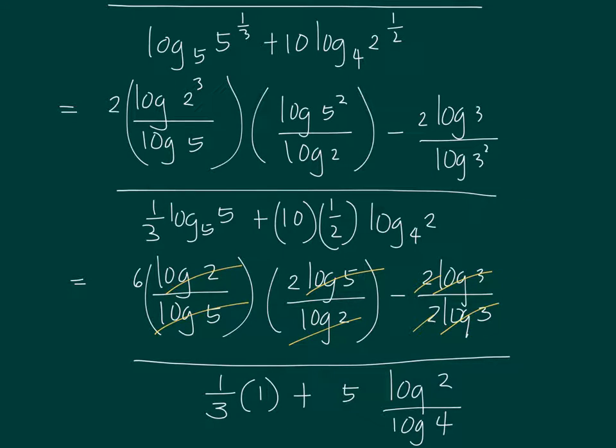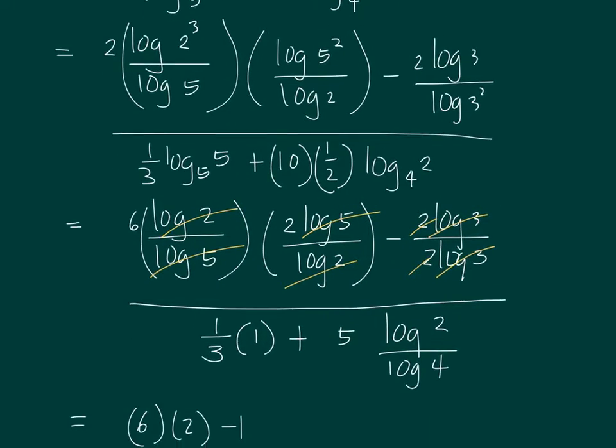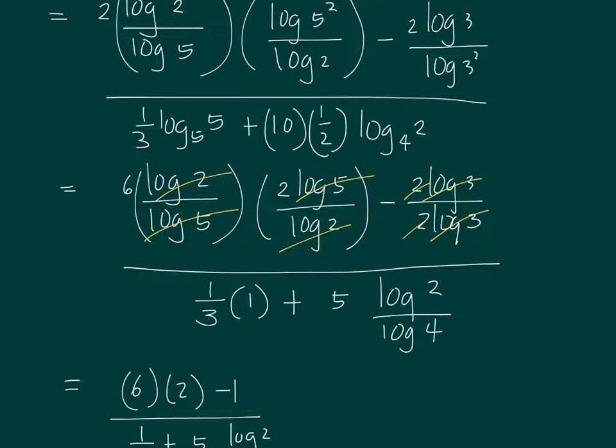From there, you just cancel the common values within a group. Don't cancel log here and log here because there's a minus sign. So this is a group. You could cancel log 5 and log 5 here, log 2 and log 2. On the other fraction, 2 and 2, that's 1. Log 3, that's 1. In the denominator, log 5 base 5 is a special property. When the base is equal to the argument, it becomes 1. So 1/3 is multiplied to 1. Then 10 times 1/2 is 5. Log 4 base 2 became log 4 over log 2.